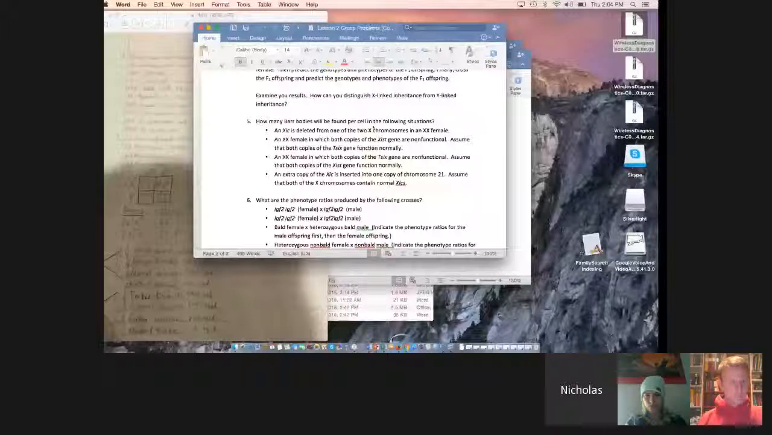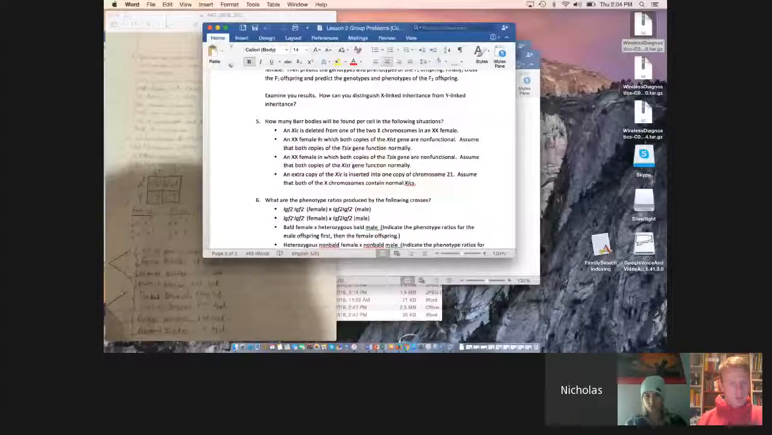Okay, so from this one, it says it's deleted from one of the 2 X chromosomes in the XX female. So wouldn't that mean that there's one Barr body? Yeah, that was sort of what I was thinking too. I had to go through Google to try to figure that out, but it still wasn't totally clear to me why there was still one. Or there wasn't one. I mean, there's 0.